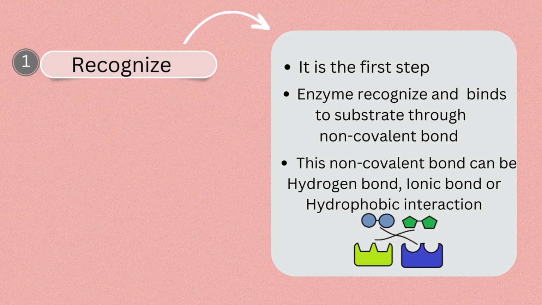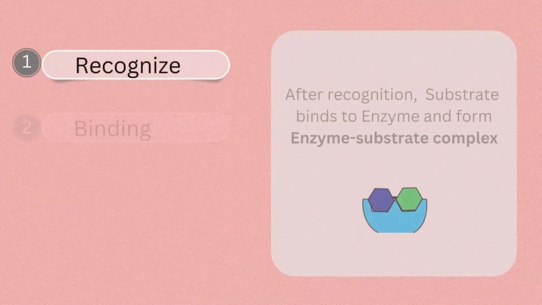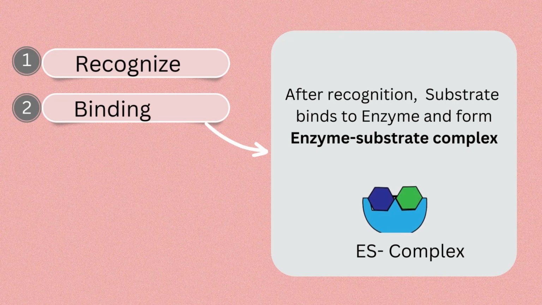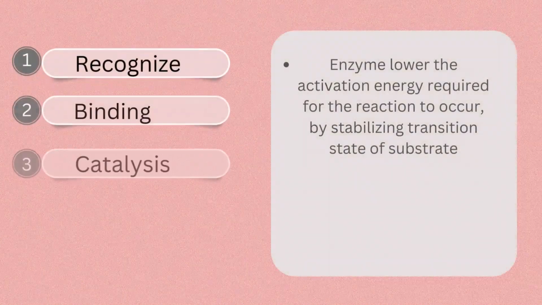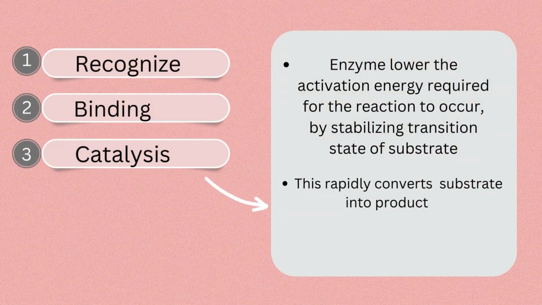This non-covalent bond can be a hydrogen bond, ionic bond, or hydrophobic interaction. After recognition, the substrate binds to the active site of the enzyme and forms the enzyme-substrate complex. In the third step, enzymes lower the activation energy required for the reaction to occur by stabilizing the transition state of the substrate. This rapidly converts the substrate into product.